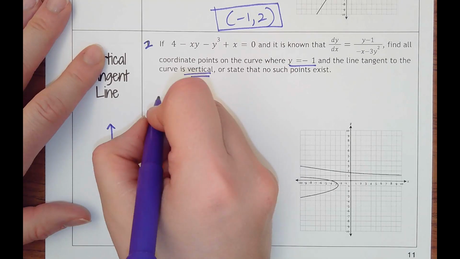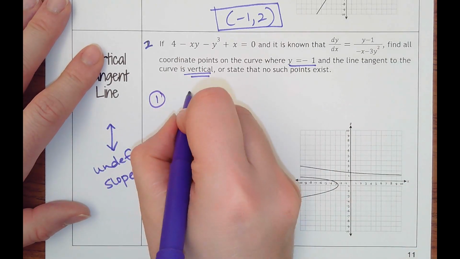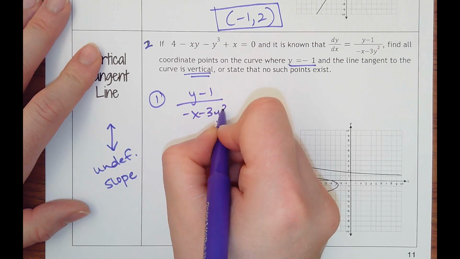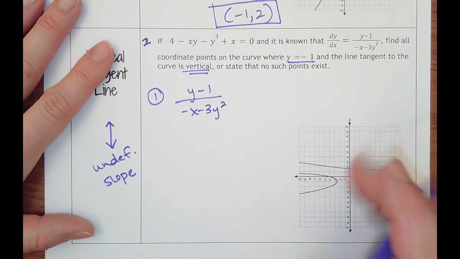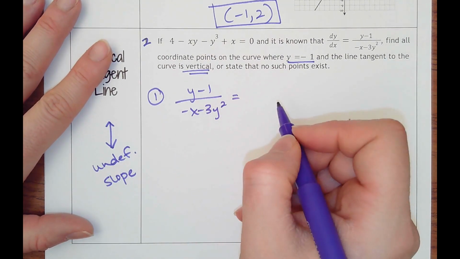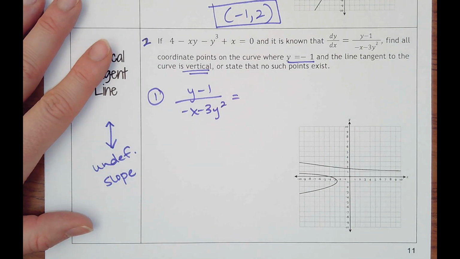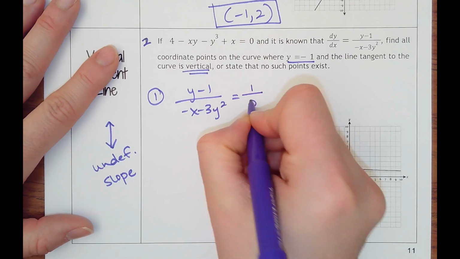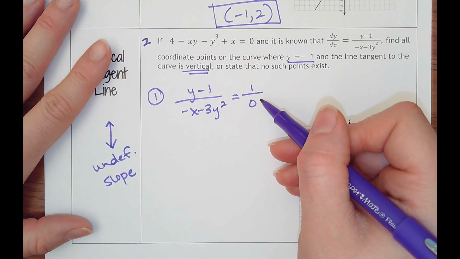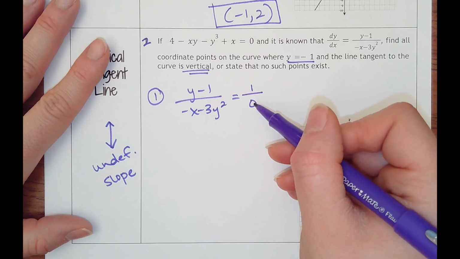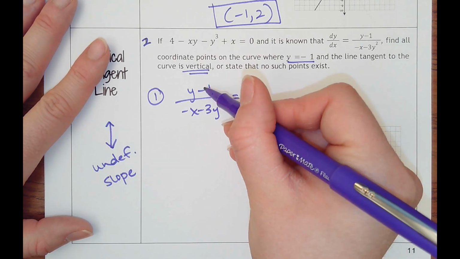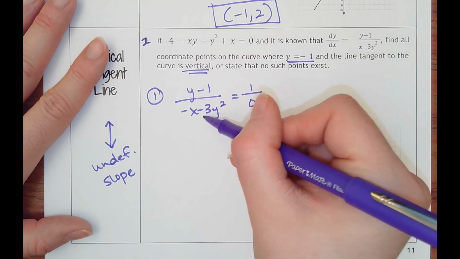Okay, so number 1, I'm going to take their derivative rule and set it equal to what I need to. I'm trying to make this be undefined. What I want you to think about is anytime you calculate slope, which is a fraction, and you get a number over 0, that's undefined. If I cross multiply this, 0 times this is 0 here, and 1 times this would be this.